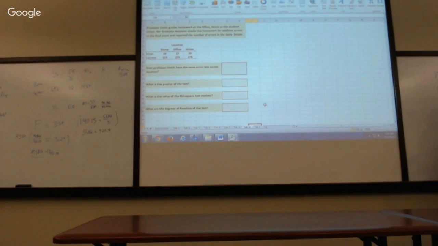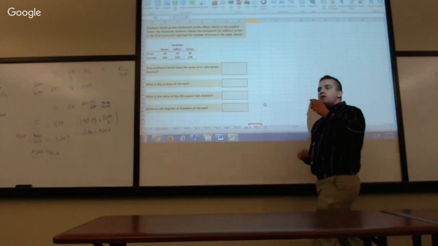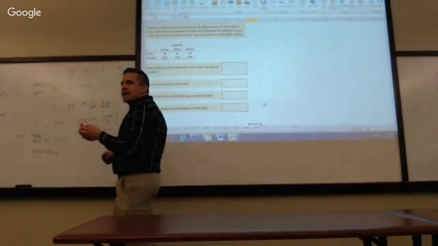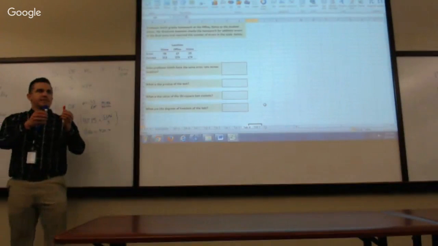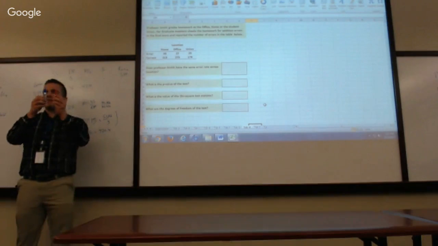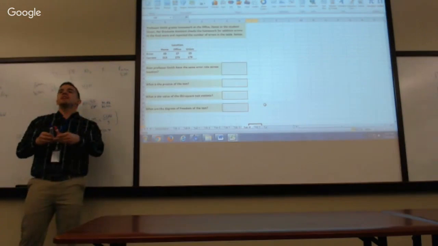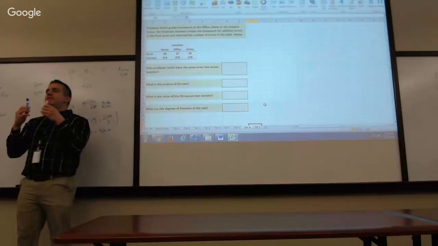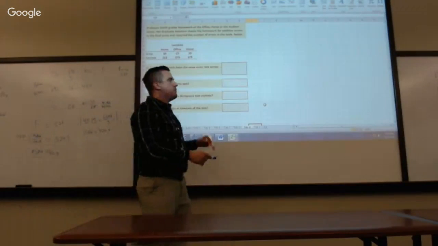Chi-squared tests. The proportion. The ANOVA test allowed us to test the difference between more than just two means. Before we were just testing two means, and then we did the ANOVA, the F test, where we test the difference between multiple means, more than two means. This is going to be a similar test.